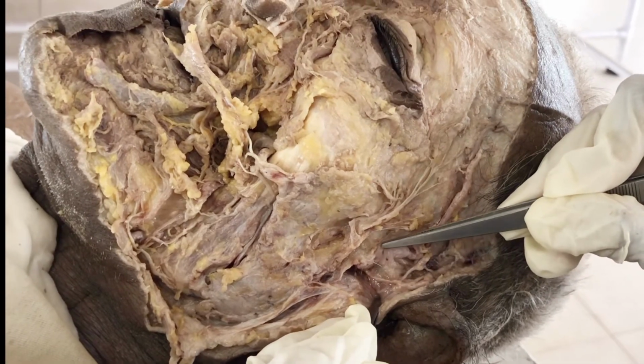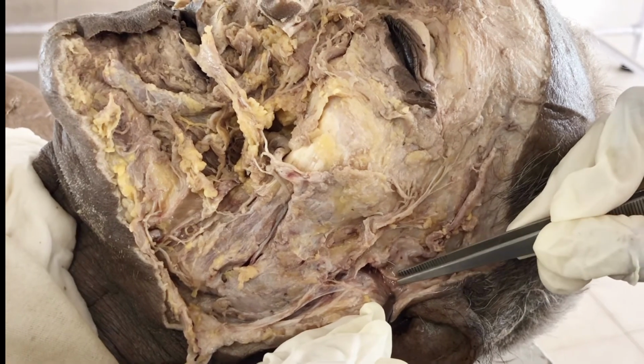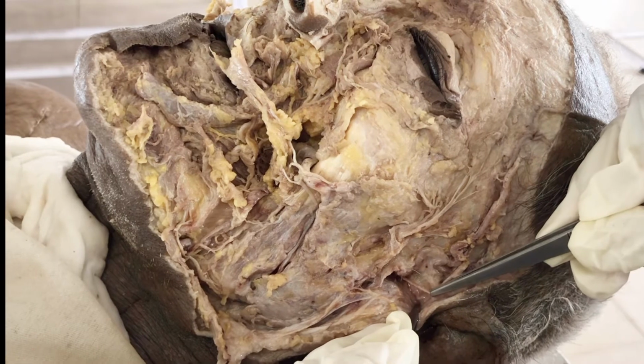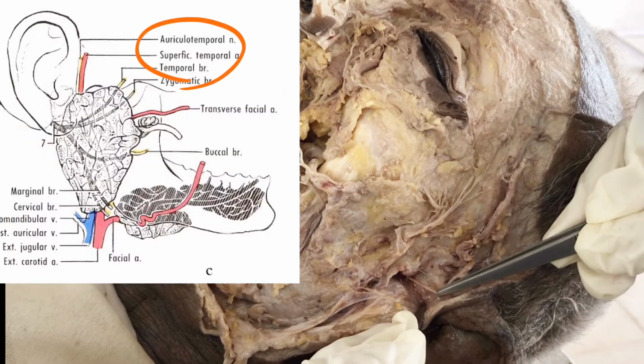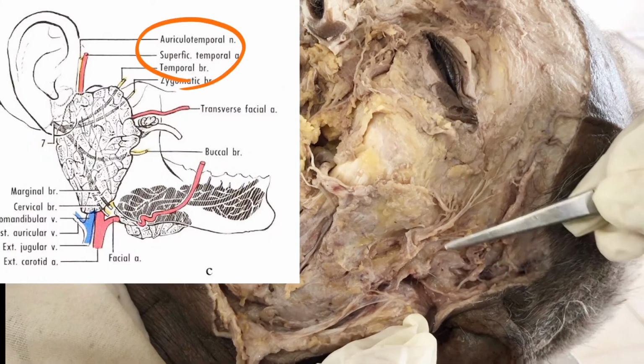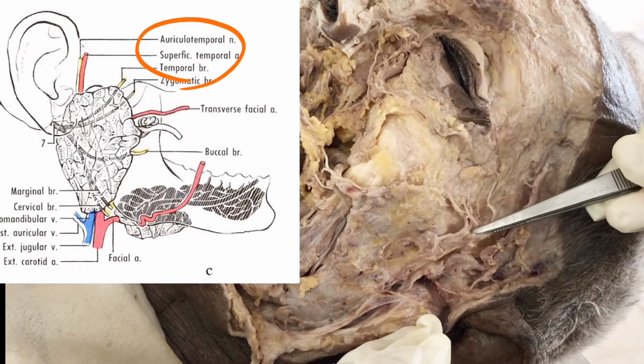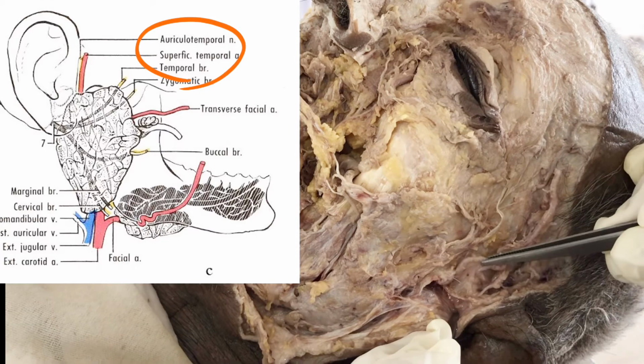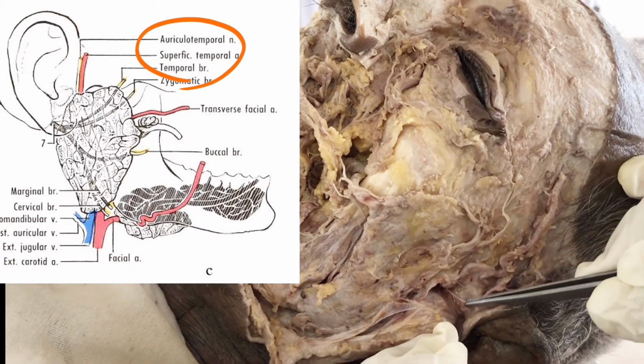Between the superficial temporal vessels and the auricle, you can see one nerve emerging. This is your auriculotemporal nerve. So from the base of the parotid gland, three structures are emerging out. This is your temporal branch of the facial nerve. This is the superficial temporal vessels and the auriculotemporal nerve.